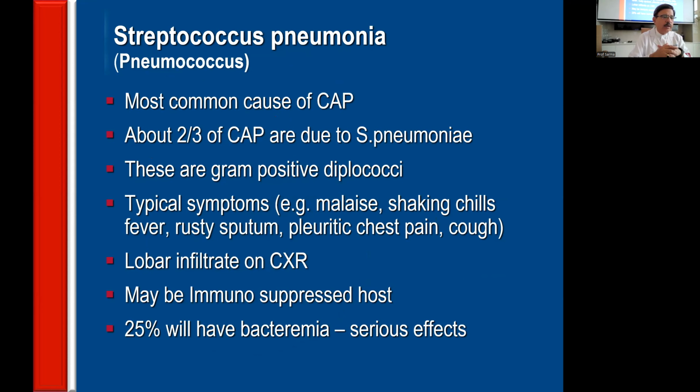Streptococcus pneumoniae, also called pneumococcal pneumonia, is the most common cause of CAP. About 2/3 of CAP are due to S. pneumoniae. These are gram-positive diplococci, and typical symptoms are malaise, shaking chills, fever, rusty sputum, pleuritic chest pain, and cough. What is the cause of chest pain in pneumonia? Pleural involvement. Until they develop the effusion, the rub will be there, and that will be pleuritic chest pain. If they develop effusion, the pleural rub disappears.